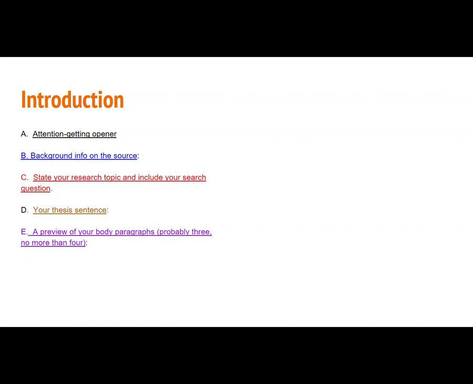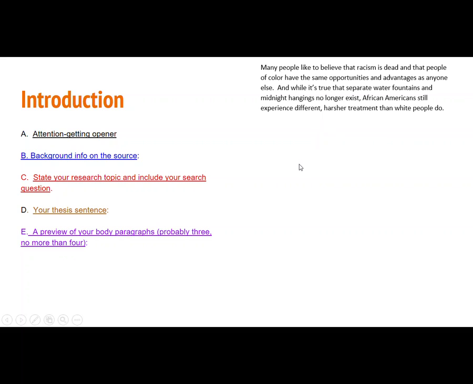The first thing you have to do is you have to write me an attention-getting opener. Then you give me background on the source. Then you state your research topic and include your search question. Give me your thesis sentence, and then end with a preview of the body paragraphs that you'll be writing in this essay.